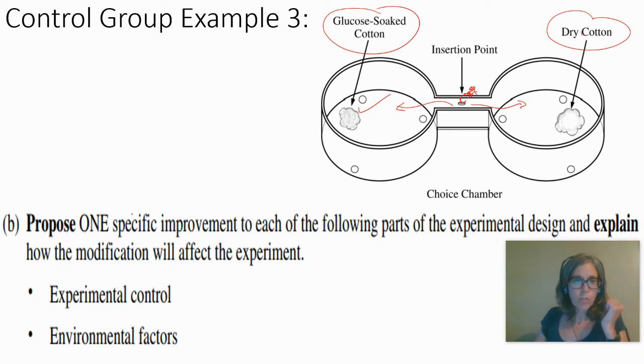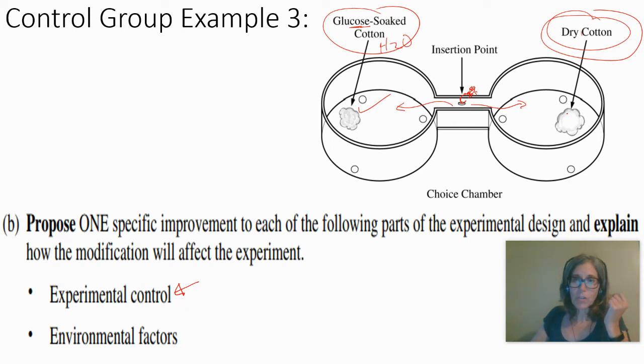So it says, propose one specific improvement to each of the following parts of the experimental design and explain how the modification will affect the experiment. So the experimental control, what they are hoping that you'll see is that this glucose-soaked cotton has not only sugar, right, not only glucose, but also water. So this dry cotton has two things removed. That's not okay. It has to have one thing removed.